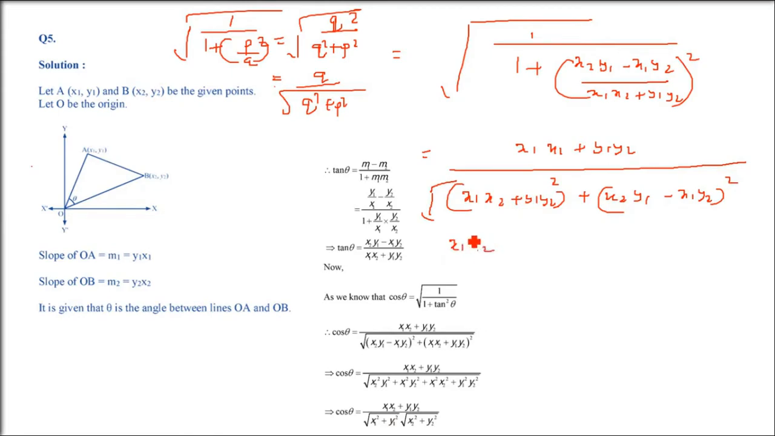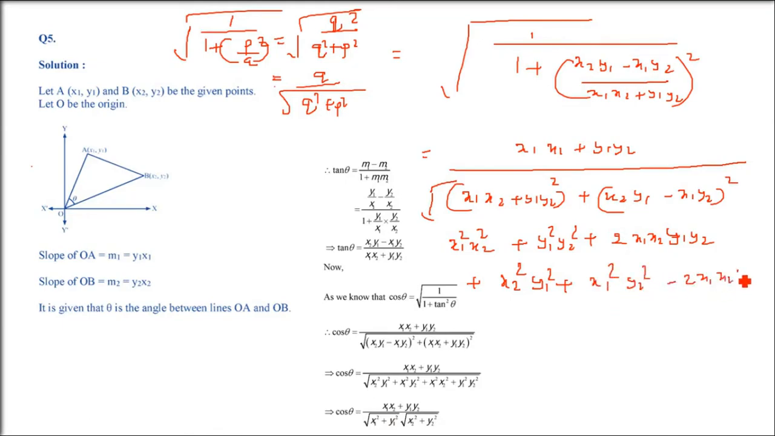This is x1 square x2 square plus y1 square y2 square plus 2x1 x2 y1 y2. Okay, then here you get x2 whole square y1 whole square plus x1 whole square y2 whole square minus 2x1 x2 y1 y2. This gets cancelled. Okay, now we can take common.